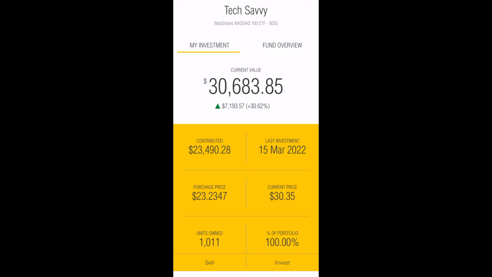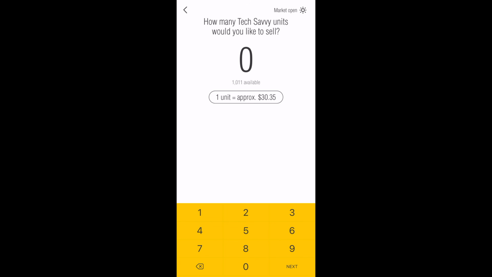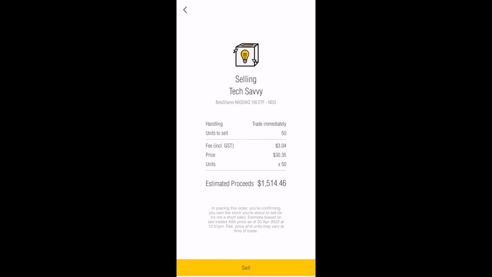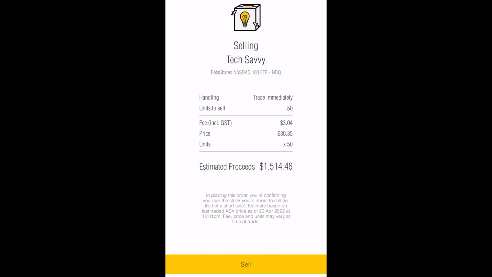For this example, I will use my NDQ shares that I currently own. Click sell on the bottom left of the screen, then you can select how many units you would like to sell. So in this example, I'll put 50 units and it will bring me to this page. Now it's telling me 50 units is approximately $1,500 worth of the ETF and the brokerage will be about $3. If you're happy with that, then click sell and again, it should go through instantly and you have just sold some shares. It's as easy as that, guys.